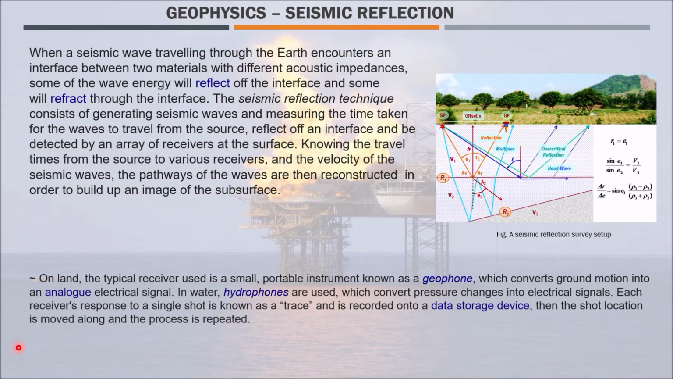and the time, the path of the waves can then be reconstructed so as to build an image of the subsurface. On land, the typical receiver used is a small portable instrument known as a geophone, which converts ground motion into an analog electrical signal. In water, hydrophones are used, which convert pressure changes into electrical signals. Each receiver's response to a single shot is known as a trace and is recorded onto a data storage device, after which the shot location is moved to continue the process and repeat it.